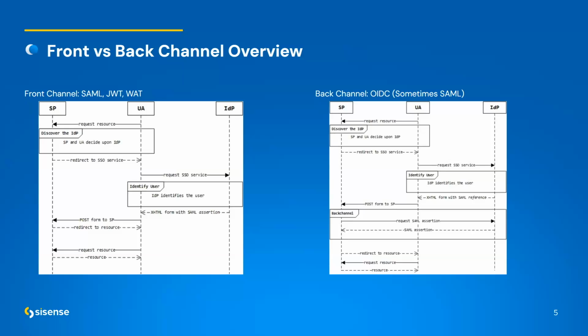And the main difference here is if you take a look at the diagram on the left, we have 3 boxes here. We have SP, UA, and IDP. So the UA is the user, the SP is the service provider. So in our context here, that'll be Sisense. And then IDP is your identity provider, which would be like your Okta or potentially even your product if you're using JWT.